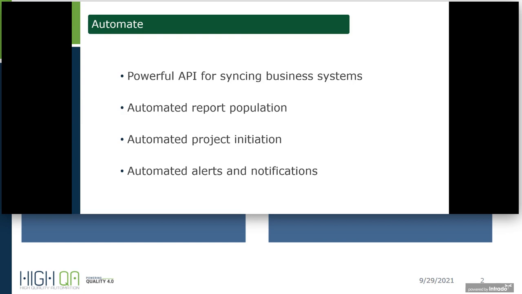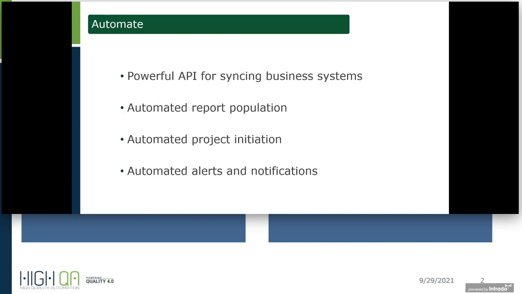Okay, so one of the key aspects of automation is we have a powerful API for syncing your business systems. So we don't want to redundantly enter data. When we're creating these part records, job records, and so on, we want to pull that data from your ERP system. So we can synchronize with any ERP system that's out there, so that way, as you're creating parts and jobs and so on, it's automatically generating that content in Inspection Manager.